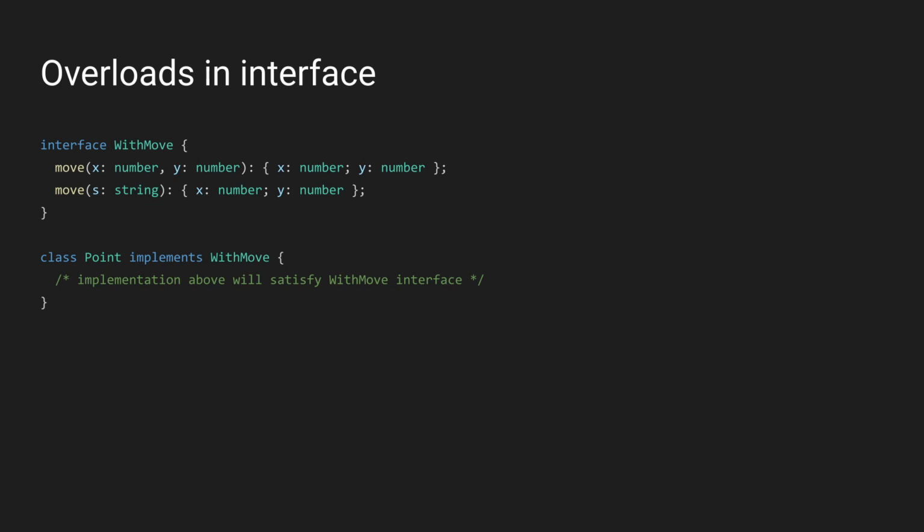In contrast to the constructor, we can also define overloads on the interface that the class would implement. Here we have the WithMove interface that defines two ways that the move method can be called. If we extend our point class, we would need to define this method like we saw in the previous code snippet.